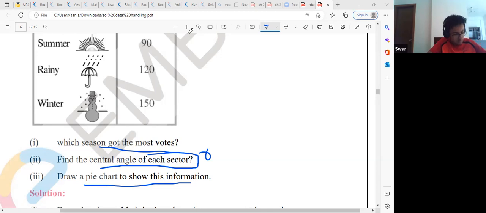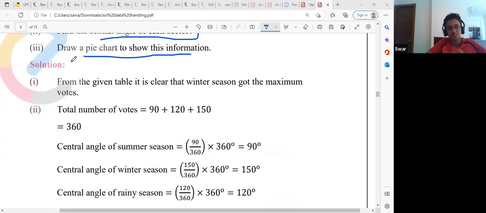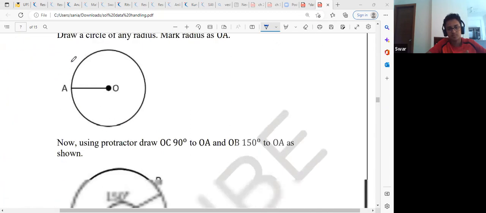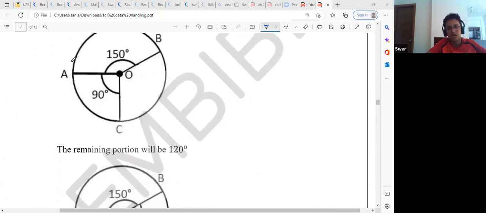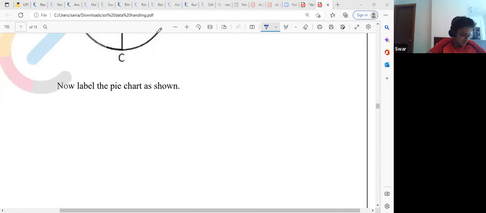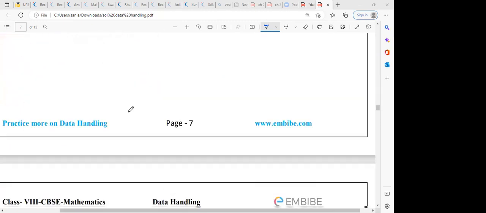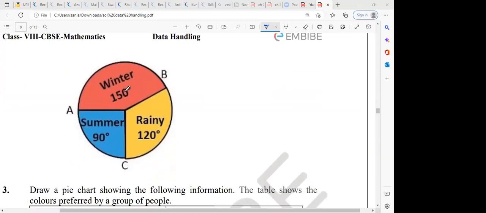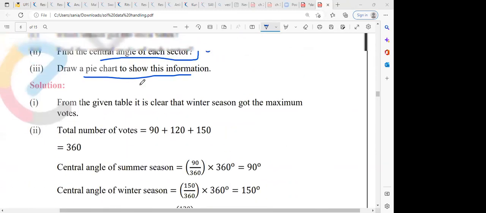Ma'am, can you just show it once? The pie chart? Ah, yes, ma'am, I got it correct. Okay. After that, you have to label it like this. Or what you can do, instead of labeling it, you can draw the diagram like this.